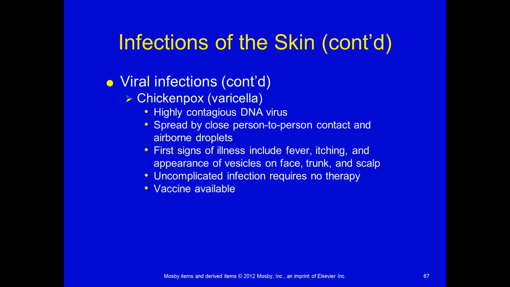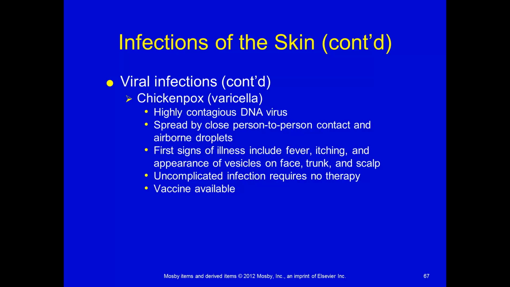And then chickenpox, again, varicella. We don't even see this all that much anymore because now there is a vaccine for chickenpox. But it's a highly contagious DNA virus that's spread by close person-to-person contact and specific airborne droplets. So there's two ways you can initially be infected with chickenpox: both person-to-person contact, so actually touching, but then also in the air as well.